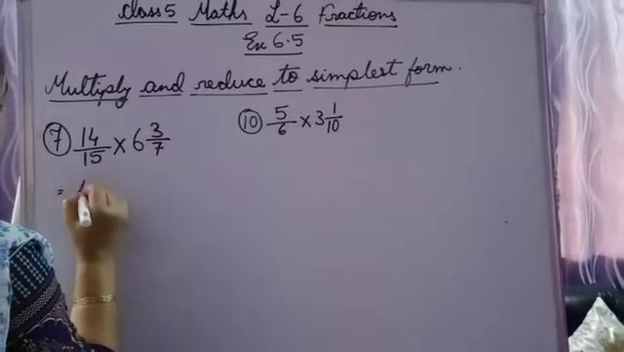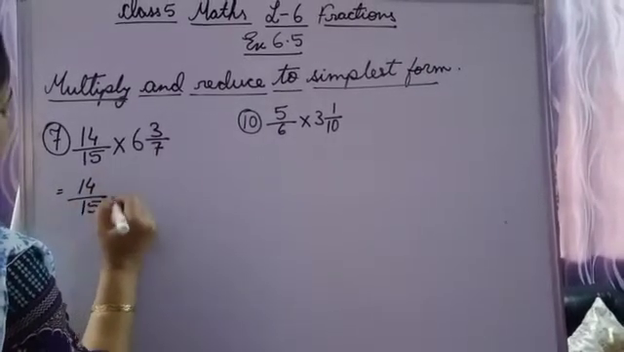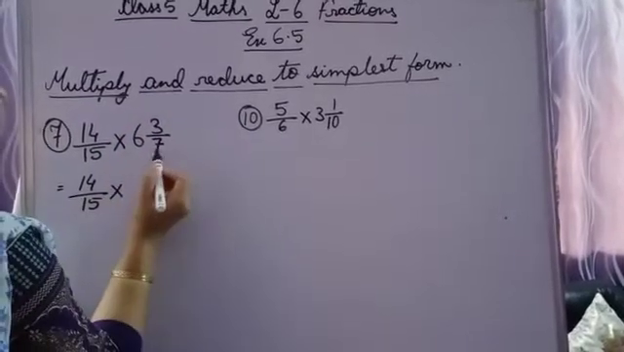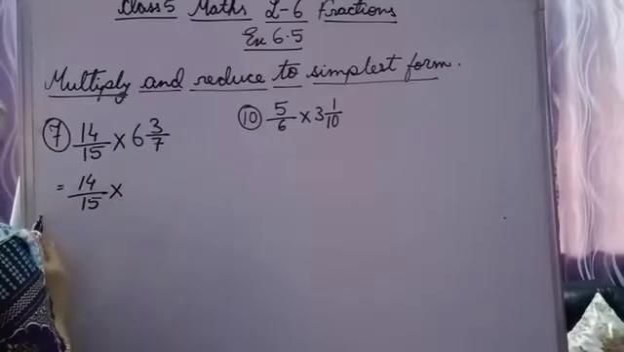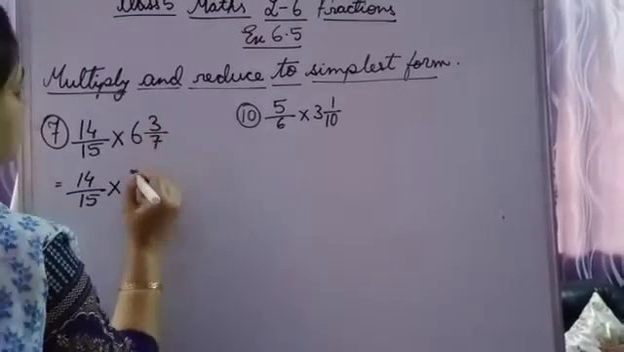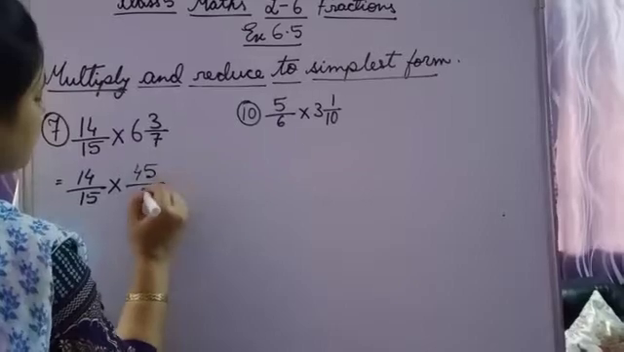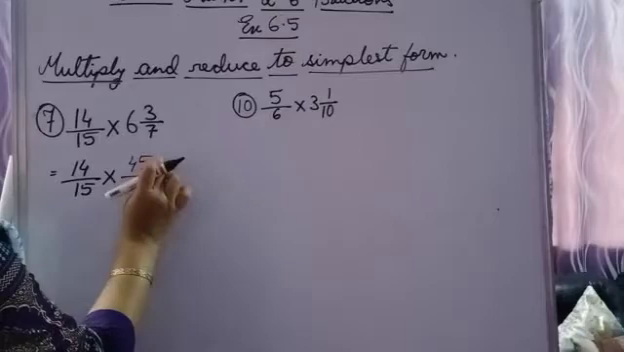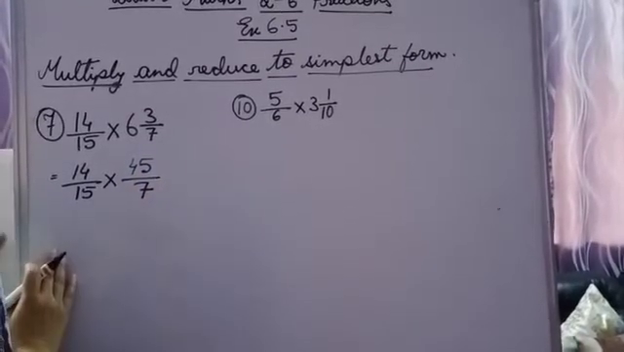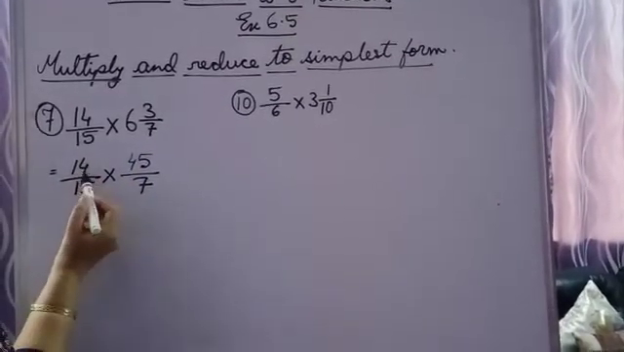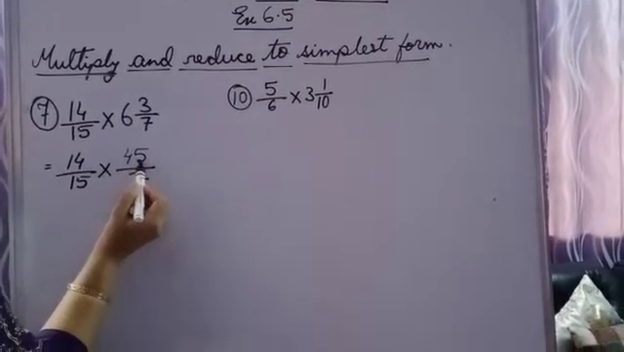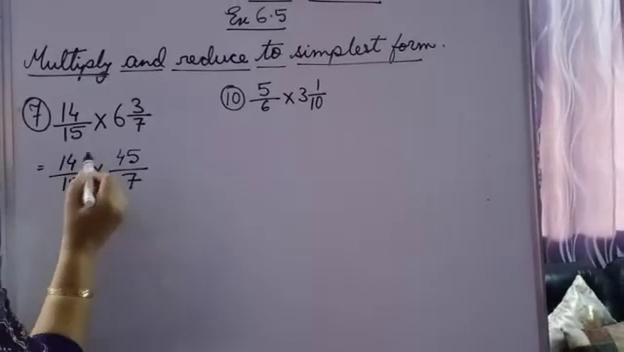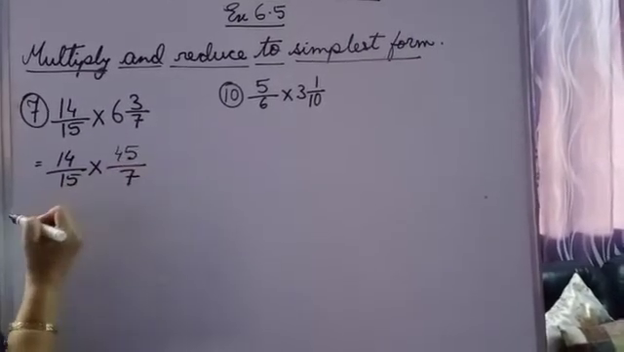Okay, now the first step is 14 by 15 into, now this mixed fraction you change into an improper fraction. 6 into 7 is 42. 42 plus 3 is 45. 45 by 7. So this has been converted into an improper fraction where the numerator is greater than the denominator. Now this is 14 numerator, this is 45 numerator. Denominator 15, denominator 7. Now let us see how we can do the cancellations.